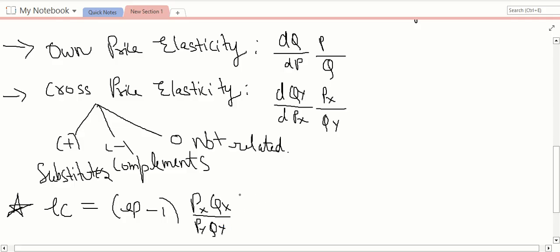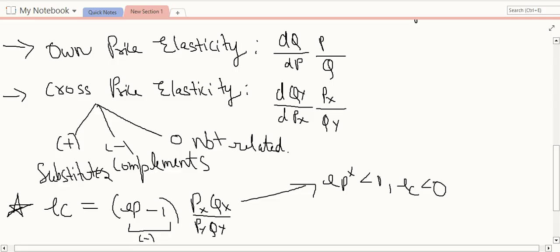Okay, now from this we can interpret many things. If the own price elasticity of x is less than 1, this expression becomes negative, we can see. And Px into Qx upon Py into Qy is always positive, so naturally EC turns negative. Okay, and when negative we have complements.